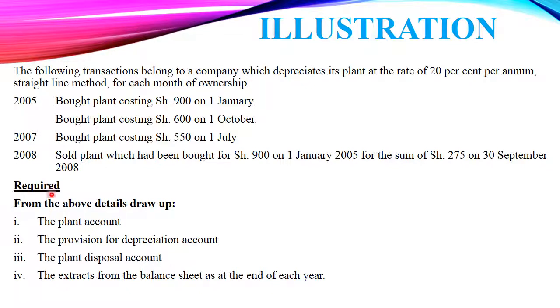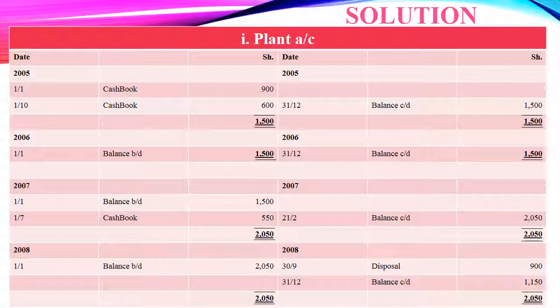Required. From the above details, draw up 1. The plant account, 2. The provision for depreciation account, and 3. The plant disposal account, and lastly you required the extracts from the balance sheet as at the end of each year. So let's look at how you are expected to solve this particular problem.